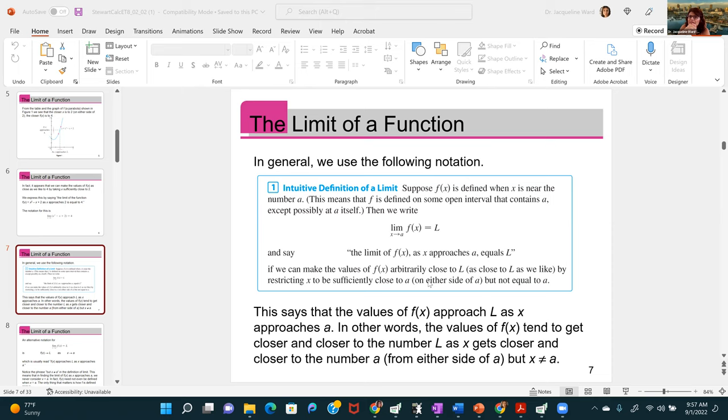It means that the function gets closer and closer to that value when you get closer and closer to a. As x gets close to a, y gets close to L. Is the limit as close as you could get before it turns into the number? Is that what we're searching for? No, it's a very separate idea.